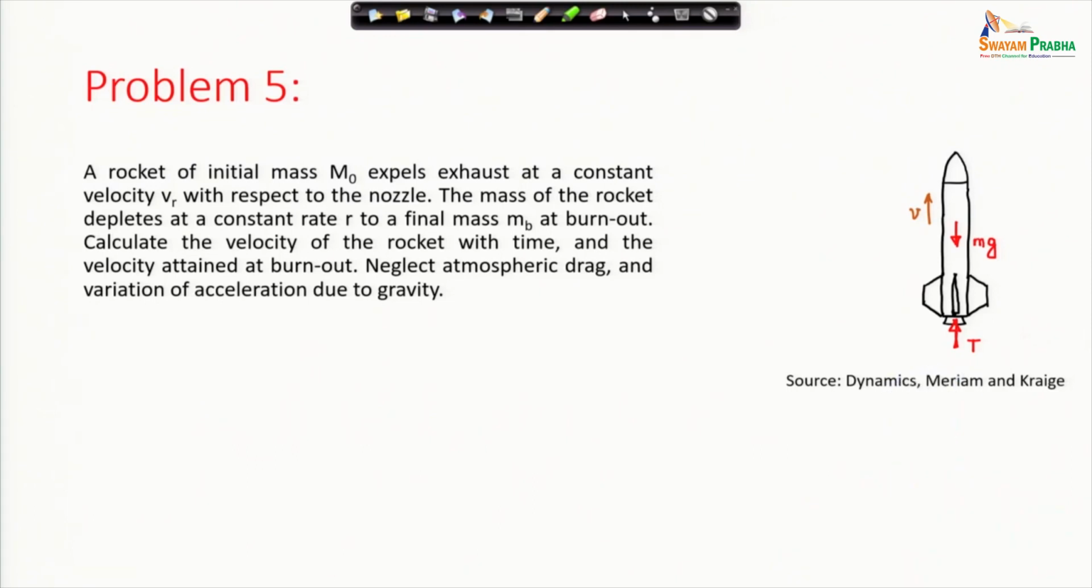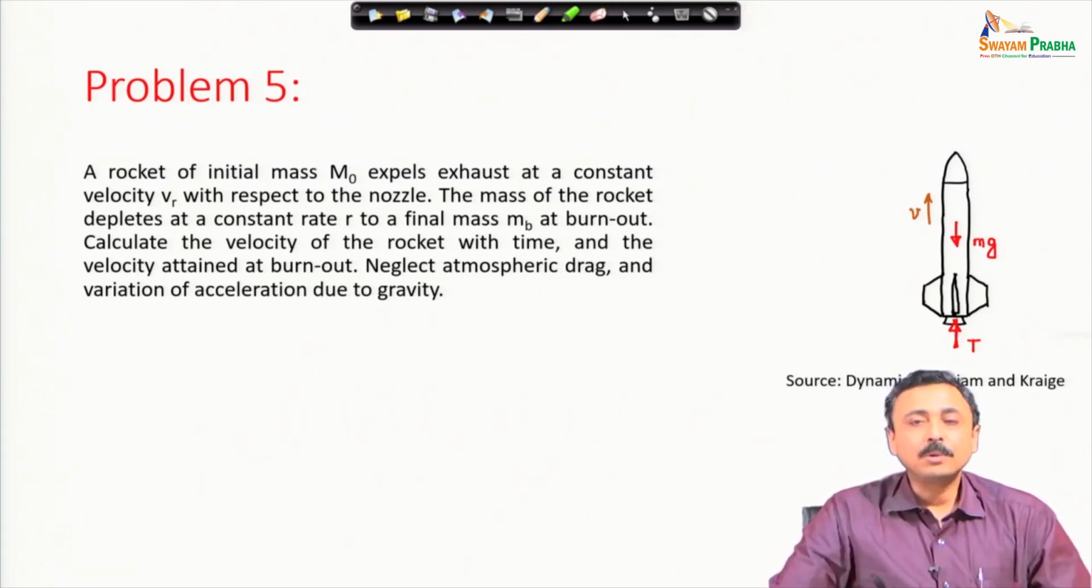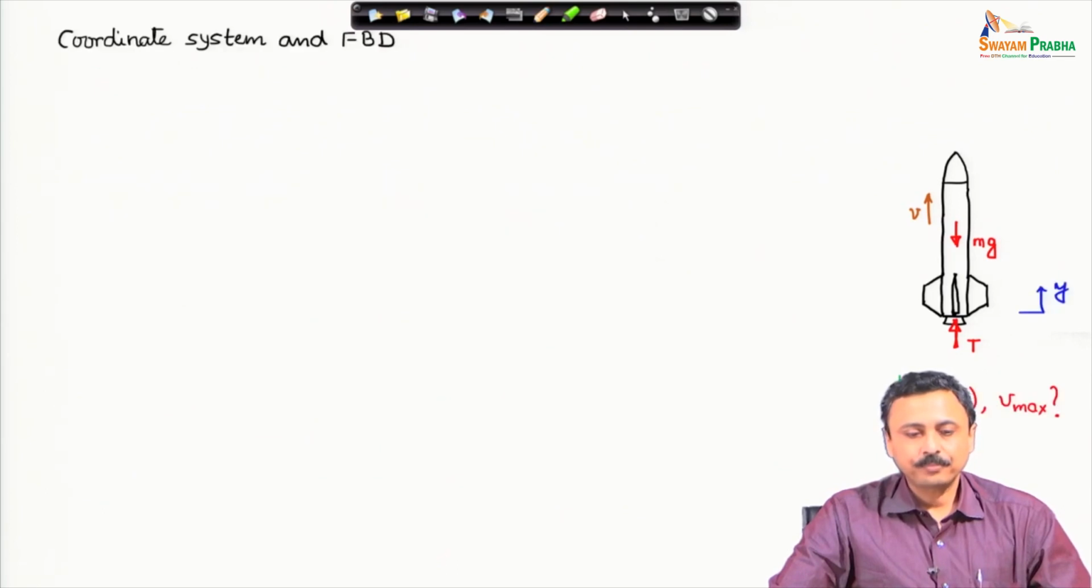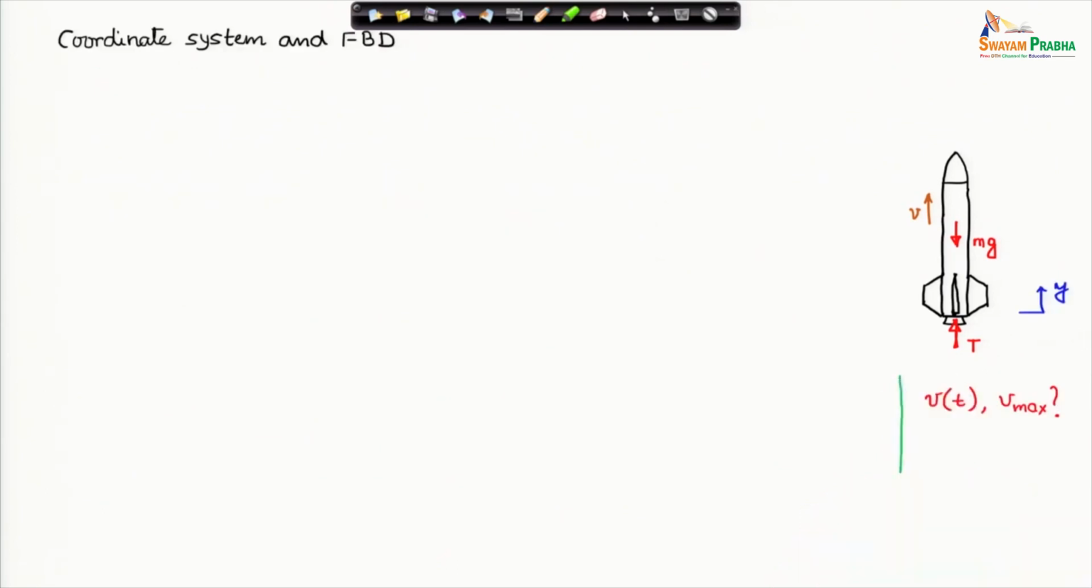These are actually quite simplifying assumptions, I must say. This problem is again from the book of Meriam and Craig. Let us look at the coordinate system and FBD for the free body diagram, and in this case it is quite simple. The coordinate system is only the y axis vertically upwards positive. Free body diagram has only the weight of the rocket at certain instant of time and the thrust because of the ejected gases. We have to find out the velocity at any time and the velocity at burnout.